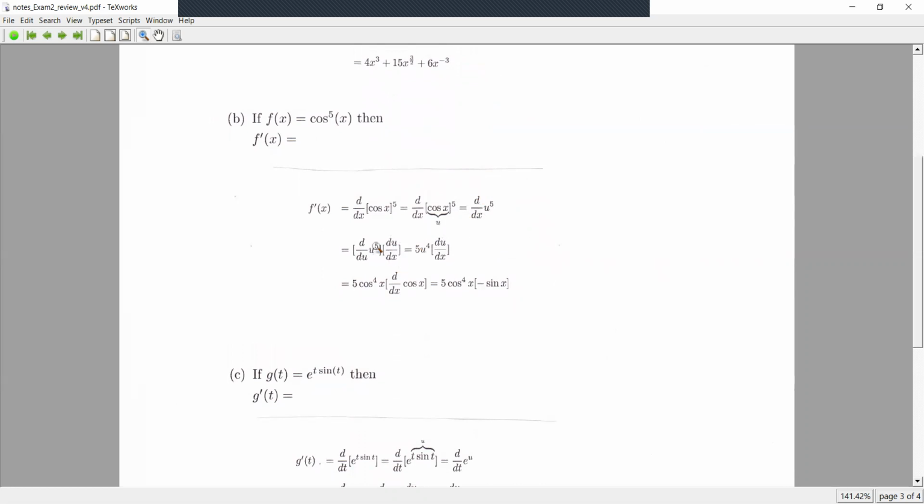Derivative of u to the 5th with respect to u, by the formula for power function, is 5u to the 4th. Now, delete u. Plug in cosine of x in the u here. Then I have this equation. Derivative of cosine of x with respect to x is negative sine of x. This is the answer to question B.